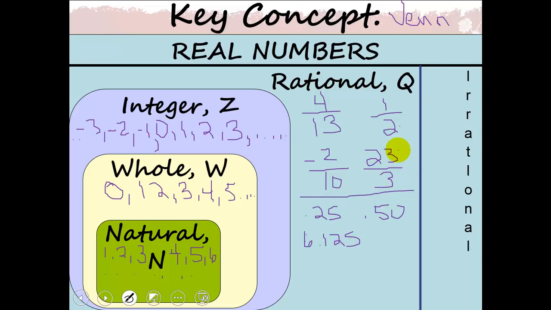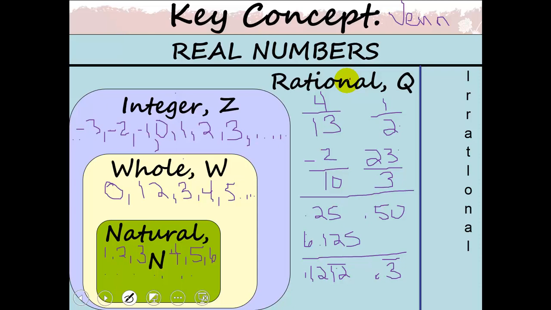We can also have improper fractions like 23 over 3, integer over an integer. Okay? And then we can also have repeating decimals like 0.1212 repeating or 0.3 repeating. Okay? And then every natural number is also a rational number. Every whole number is also a rational number. Every integer is also a rational number. And then rational numbers are also real numbers.